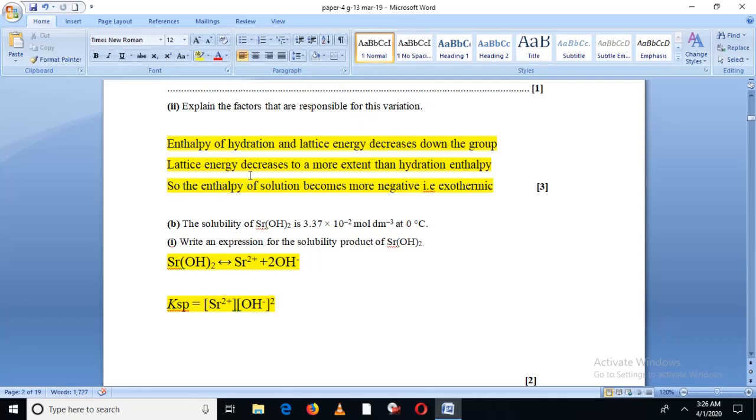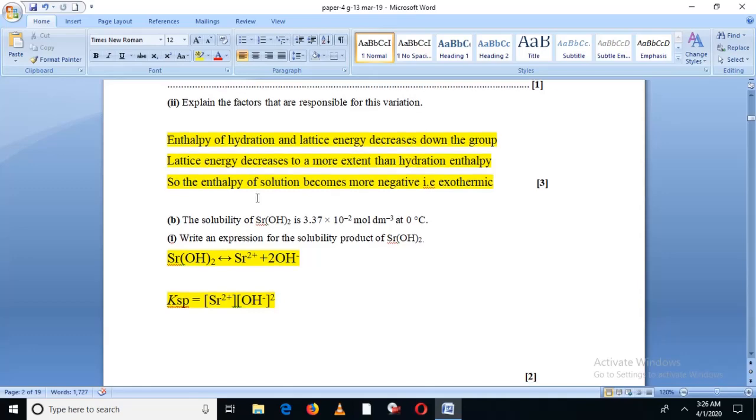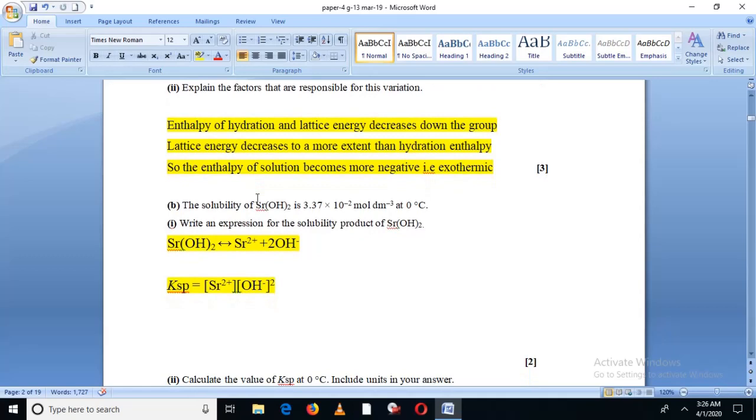You could go through the formula of both the lattice energy and hydration energy, and you can see from the notes that actually the lattice energy would decrease to a more extent. So thus the final statement comes out to be that the overall enthalpy of solution would become more negative and the reaction would be more exothermic down the group. So the solubility of the hydroxides of group 2 increases down the group. Now these 3 points are to be mentioned in the answer so as to get 3 marks.